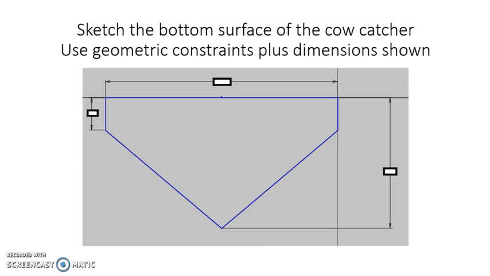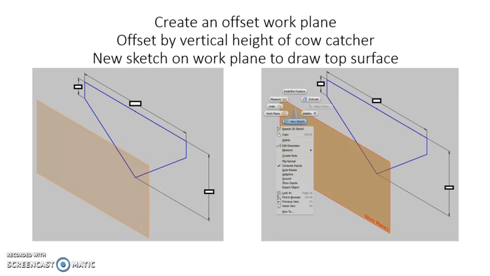Once you see that that is fully constrained, you're ready to go to the next step, which is to create an offset work plane. The amount of offset needs to be equal to the vertical height of the cow catcher, because we're going to draw a new sketch, like you see on the right picture, on that offset work plane in just a second, and we're going to use it to draw the top surface, the smaller home plate on the cow catcher.